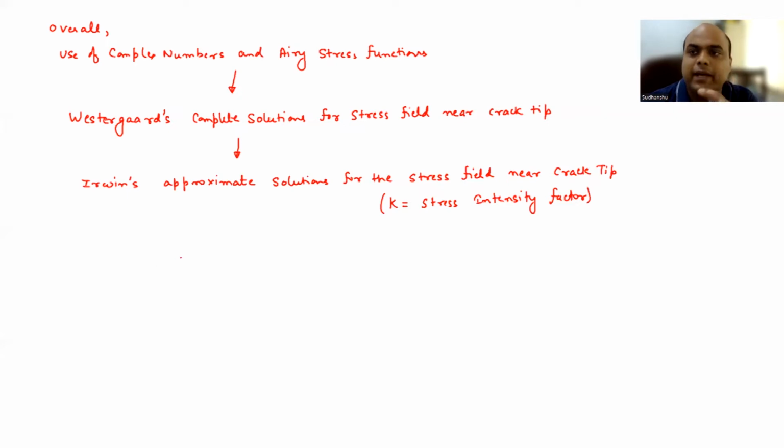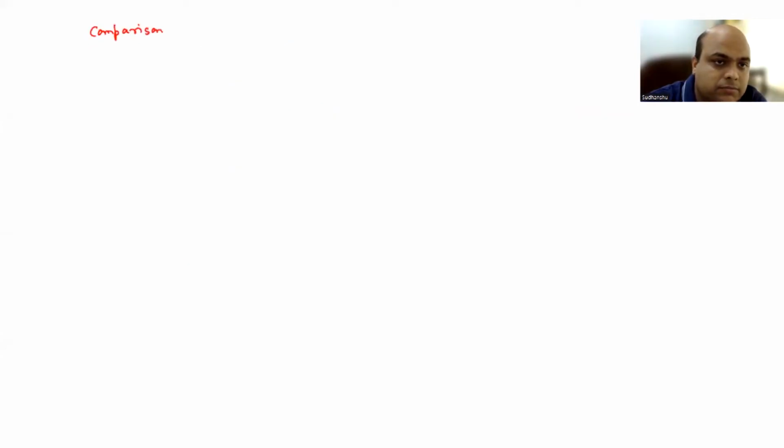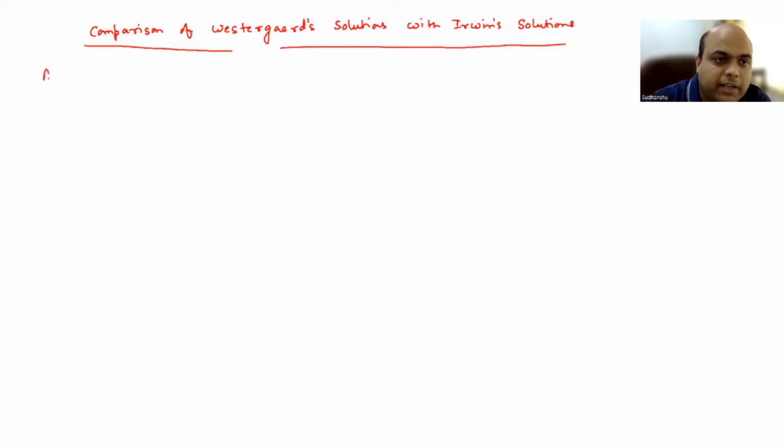So now let's compare the Westergaard complete solution and Irwin's approximate solution and try to understand why Irwin's approximate solutions are very useful in fracture mechanics. So, comparison of Westergaard's solutions with Irwin solutions. We will calculate that at the crack plane, that means y equal to 0 and theta equal to 0. So theta equal to 0 is for Irwin and y equal to 0 for Westergaard. We discussed that, right? So what was the Westergaard solution?